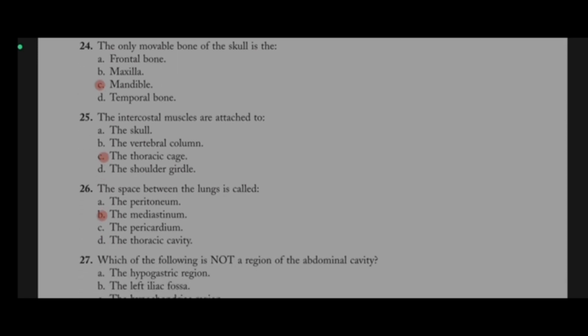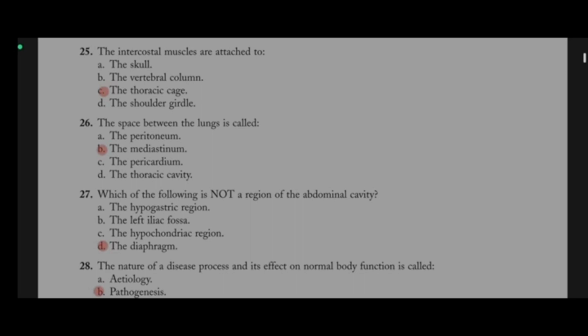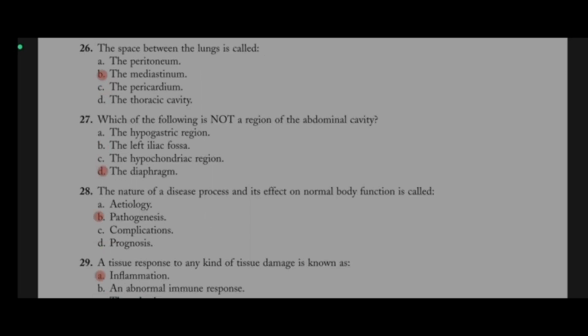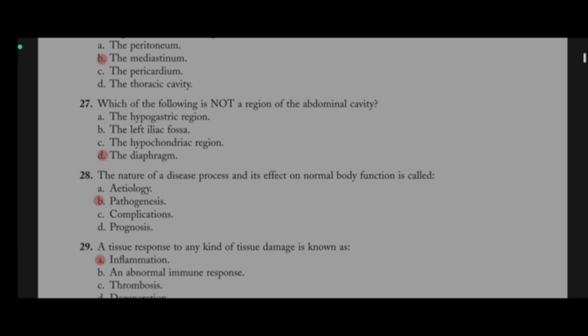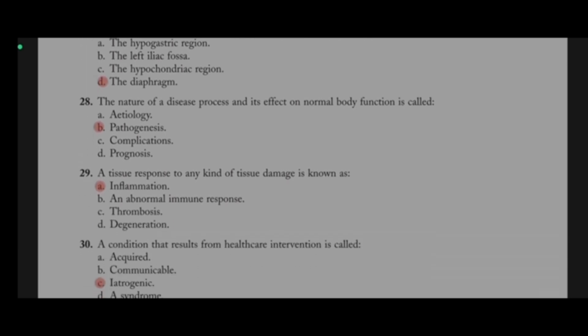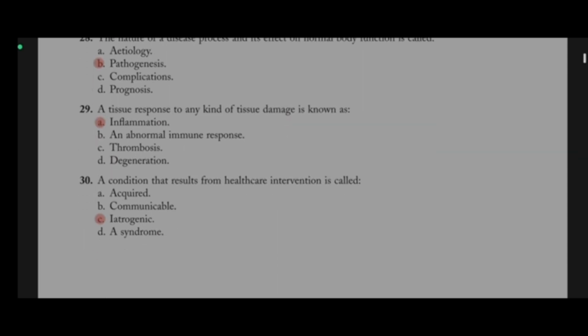Number 25, the intercostal muscles are attached to the thoracic cage. Number 26, the space between the lungs is called the mediastinum. Number 27, which of the following is not a region of the abdominal cavity? The diaphragm. Number 28, the nature of a disease process and its effect on normal body function is called pathogenesis.